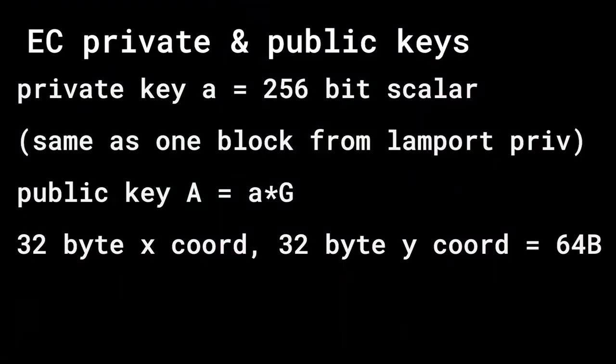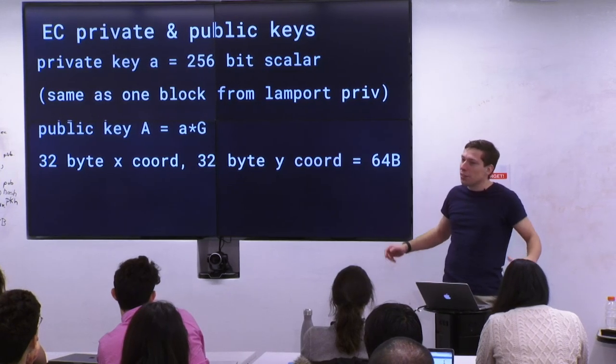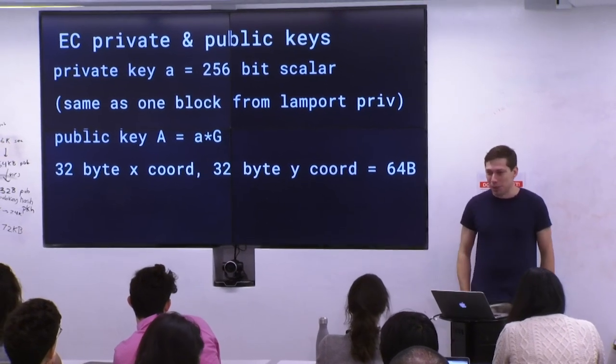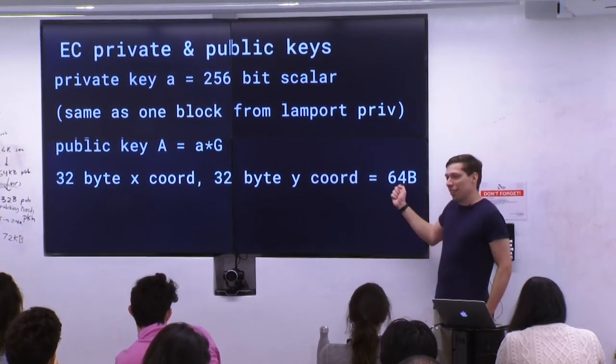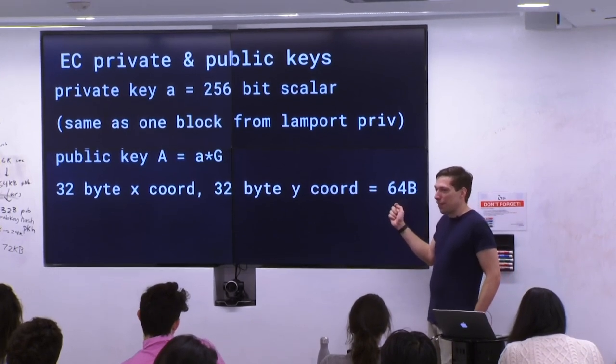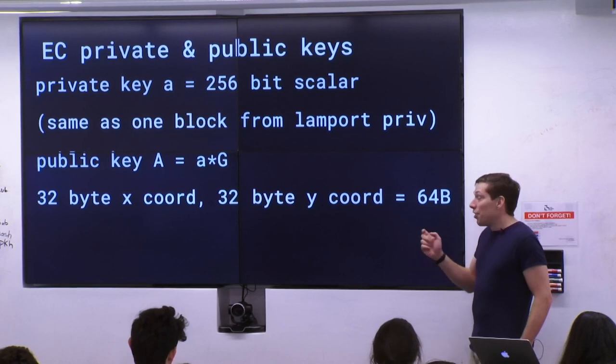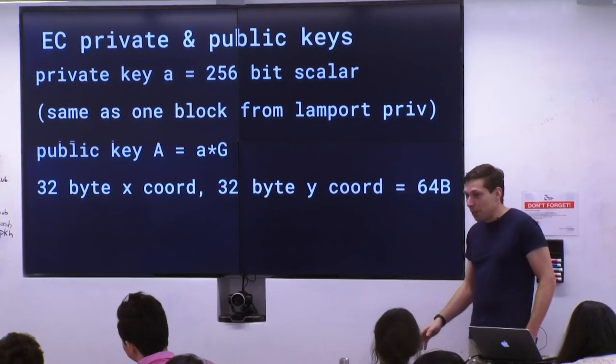Pretty small. Anyone have another quick optimization on how you could reduce this? There's a lot of optimization going on in all these different cryptocurrency systems because they don't scale too well. But any idea of how to get that down? Can you hash it? You could. So you could hash it. You'd make it 32 bytes.